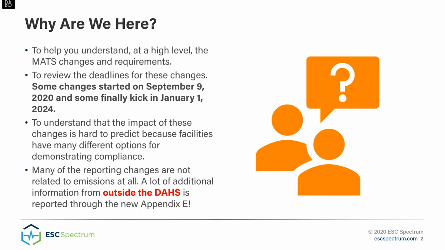These changes were published in the Federal Register on September 9th, and some of the changes actually began on September 9th. Others kick in January of the next year, and the final set of changes actually occur in the first quarter of 2024. Because of these staggered triggers, we're trying to bring these items to your attention so that you can investigate them yourselves. You can review how these changes are occurring and determine how they're going to impact your facility.